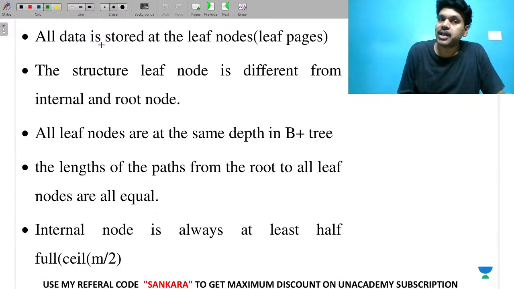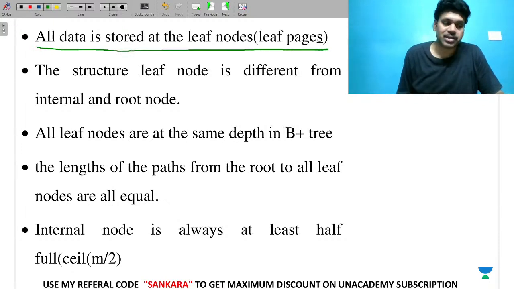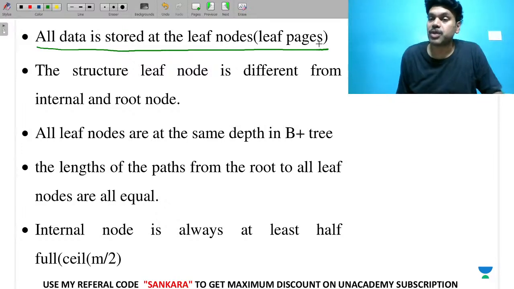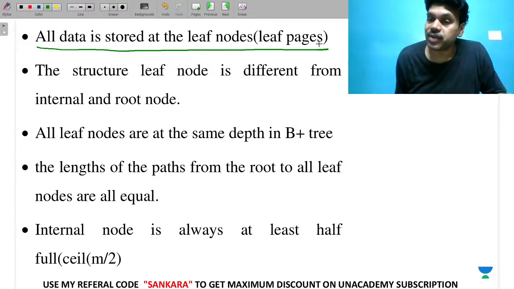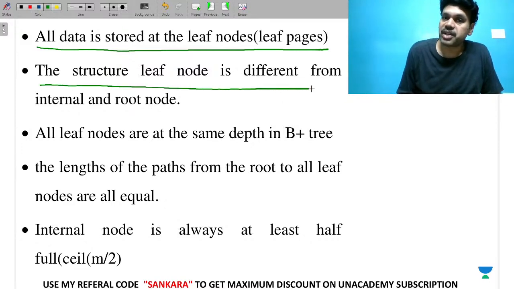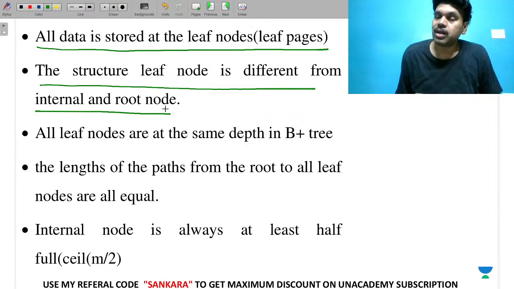So all data is stored in the leaf node, which I already shared. What is that? Leaf nodes are responsible for getting your data from your data file. That's why we maintain record pointers only at the leaf. Observe, my dear friends: the structure of a leaf node is different from the structure of a non-leaf node, because you are going to maintain record pointers at the leaf, whereas the root and internal nodes do not maintain record pointers.